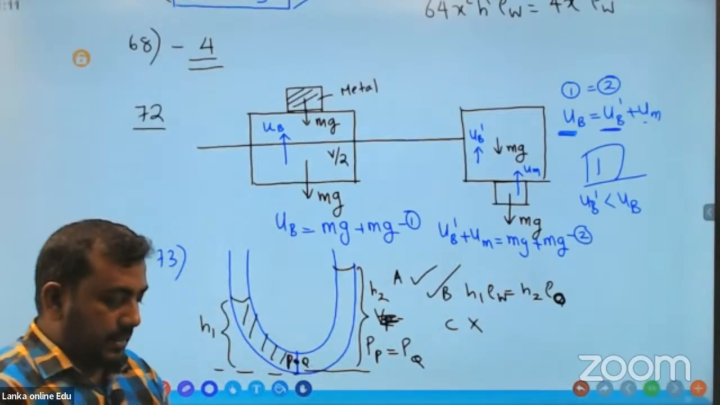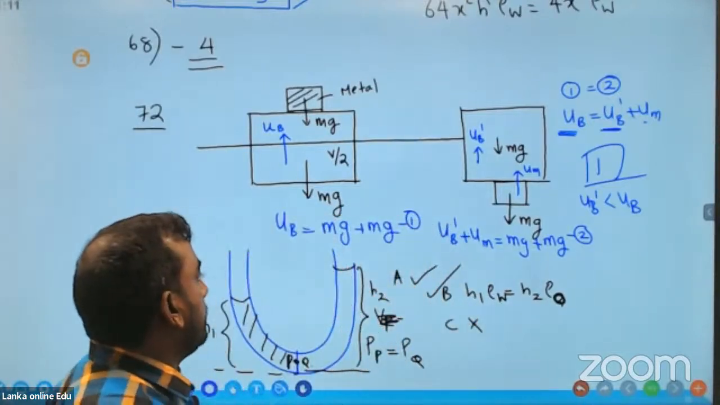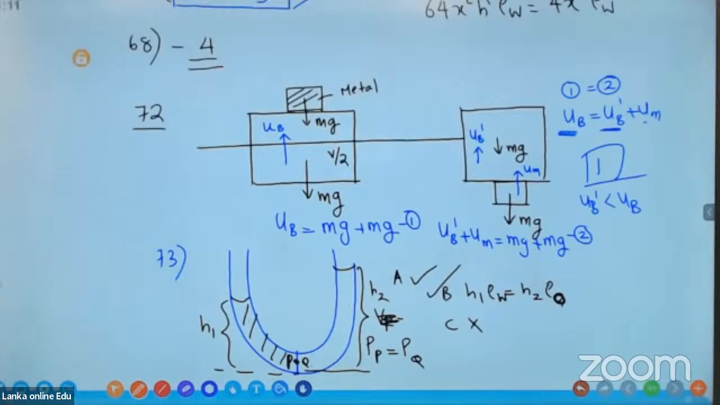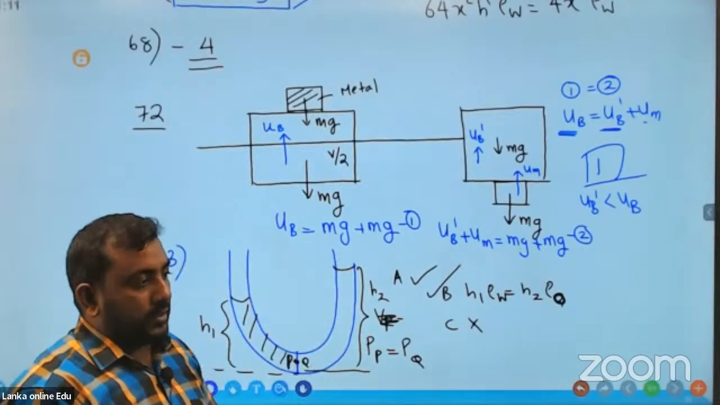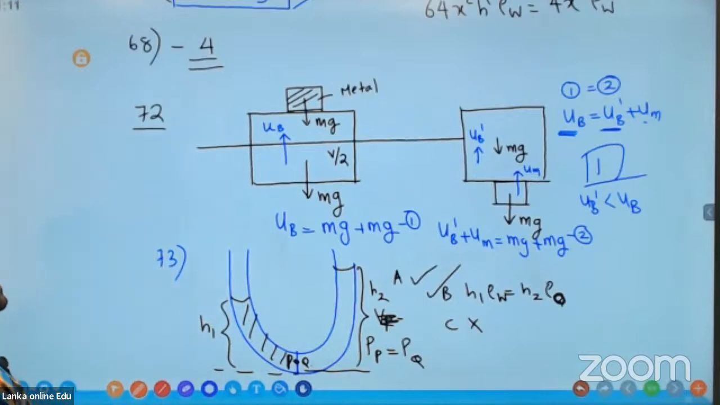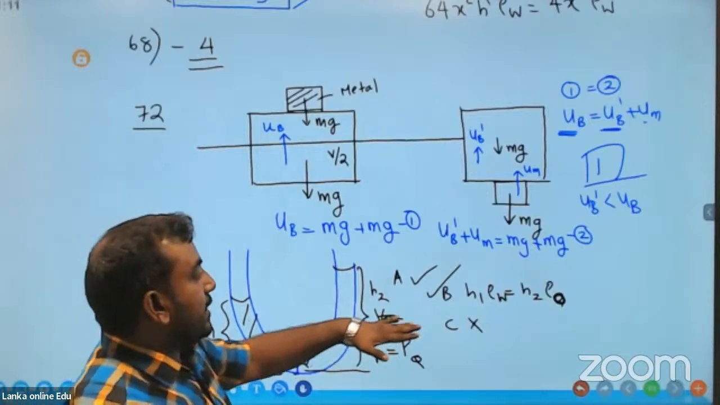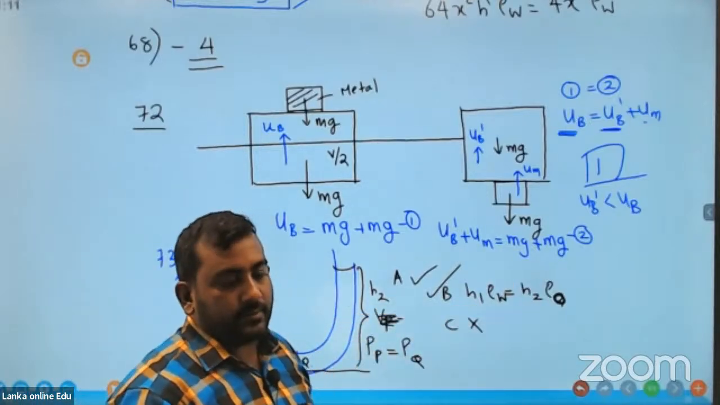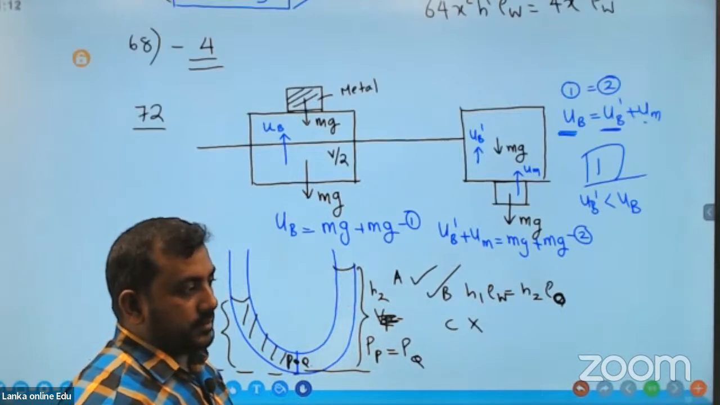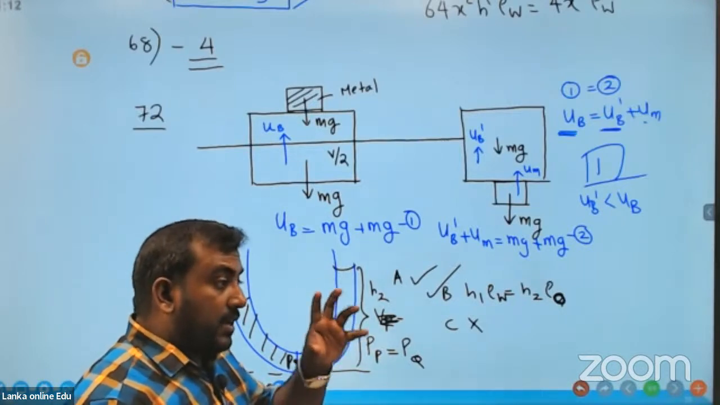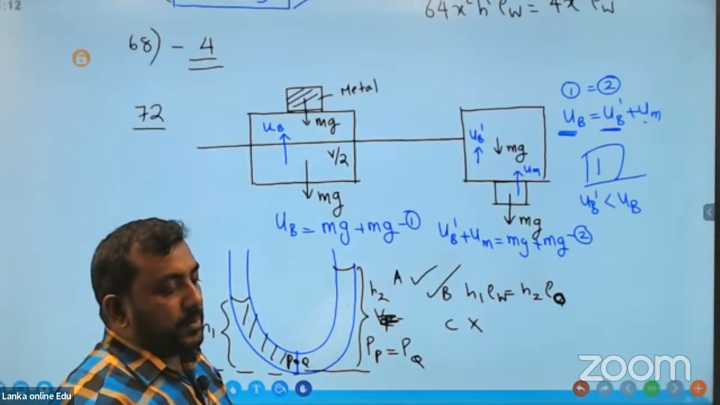Right there, in a U-tube, only at the common interface the pressures are equal. We cannot equate the pressures at any other place.